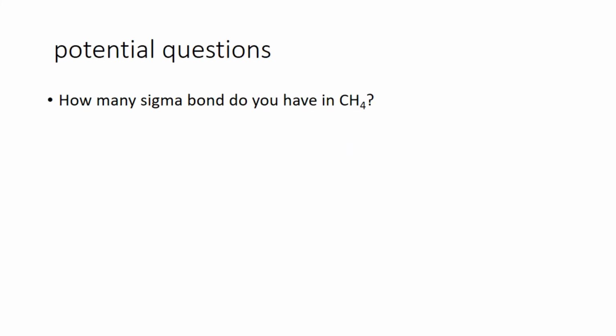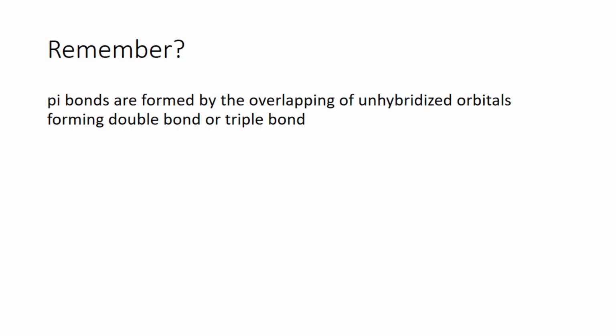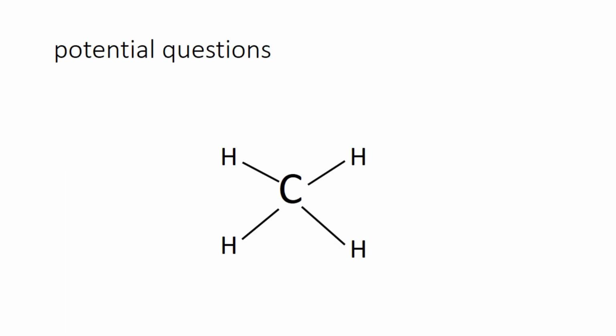Well, that brings us to the next question you get in exam. Sometimes you see questions like, how many sigma bonds do you have in CH4? Remember I said pi bonds are formed by overlapping of unhybridized orbitals, forming the double bond or triple bond. The overlapping of hybridized orbitals forms the sigma bond. Since CH4 does not have double bond, then it does not have any pi bond. Then it has just 4 sigma bonds.